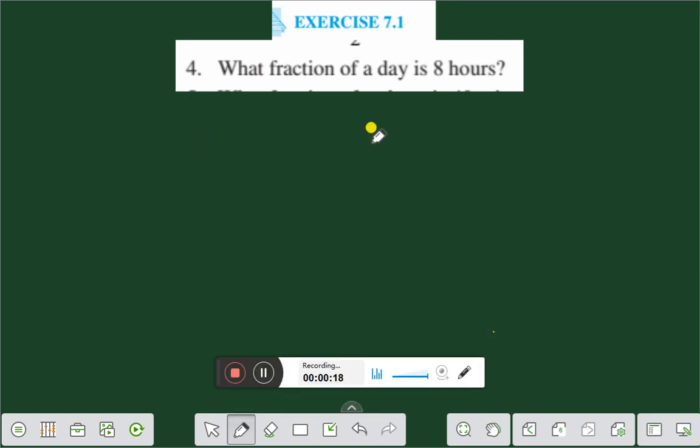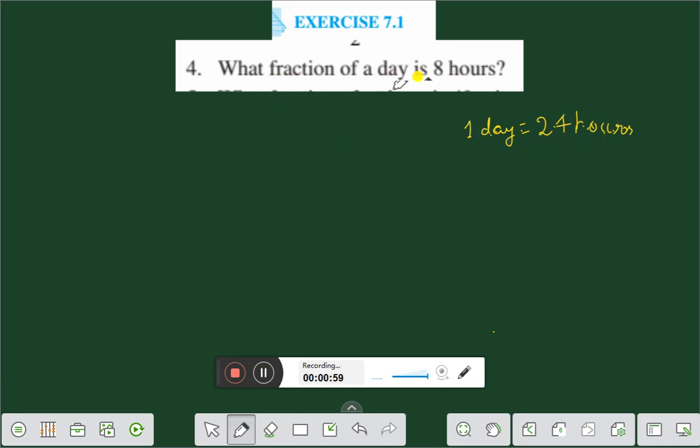We know that one day is equal to 24 hours. Right? One day is equal to 24 hours.